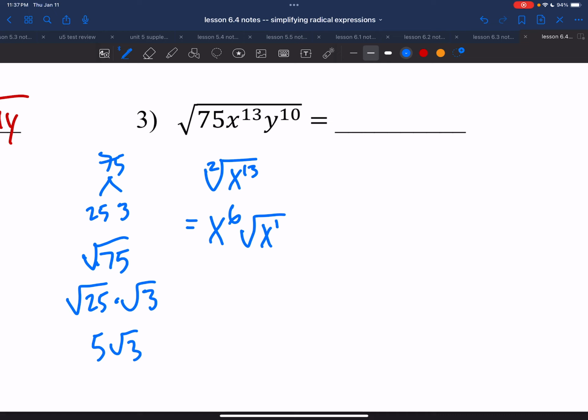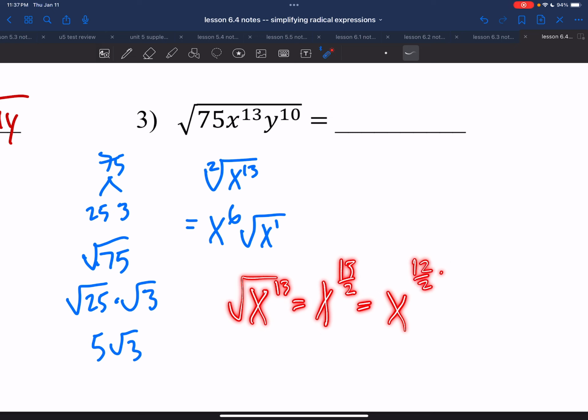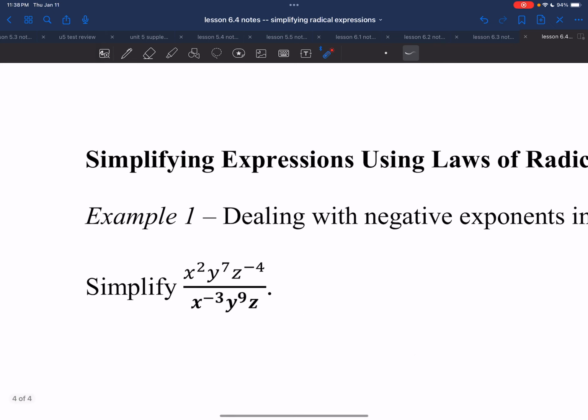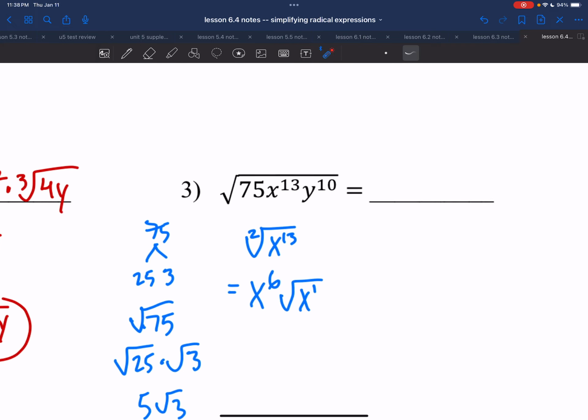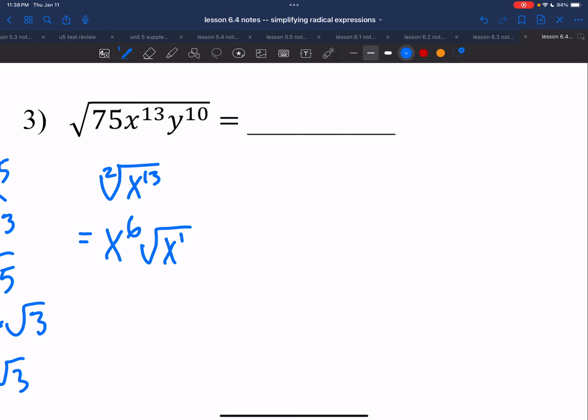Is that starting to help some? The more you do it, maybe? 2 goes into 13 6 times, because that's 12, and you have 1 left over. The way I taught it in the past is I said, okay, square root of x to the 13 is x to the 13 over 2, and that's x to the 12 over 2 plus 1 over 2, and that's x to the 6 plus 1 over 2, so that's x to the 6 times x to the 1 half, and then that's what gets you that answer. Yeah? But I figure that is much, much faster.